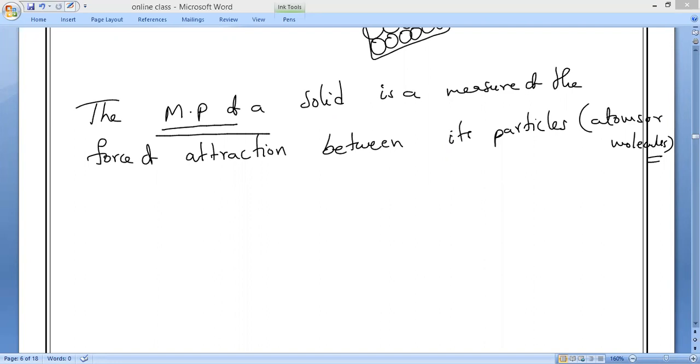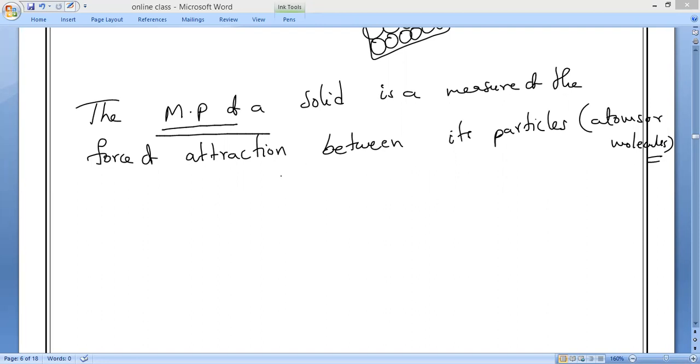How it happens, we will study in detail later, including latent heat. Now, generally, how does a solid convert into a liquid? When we are heating, the heat energy makes its particles vibrate more vigorously.